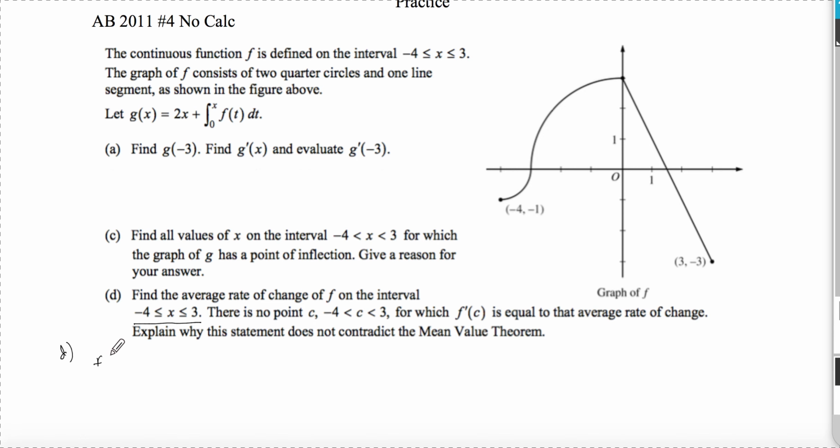So what do I want? I want the average rate of change of f. So not my g function, but f. Average rate of change of f then is f of 3 minus f of -4 over 3 minus -4. What is f of 3? F of 3 is -3. F of -4 is -1. Over 3 minus -4 is 7. So this is going to give me -2/7. Right? So I get 1 point for finding that average rate of change.